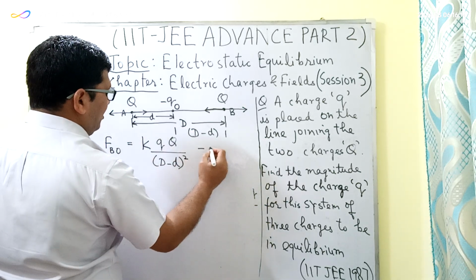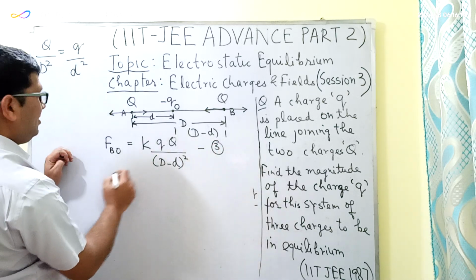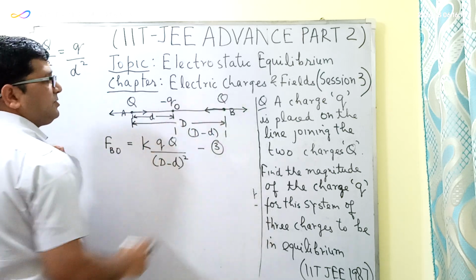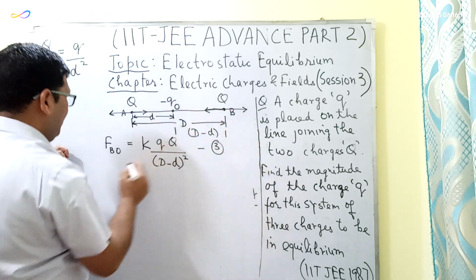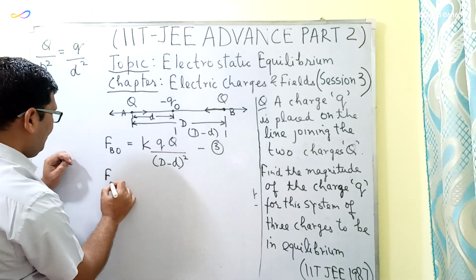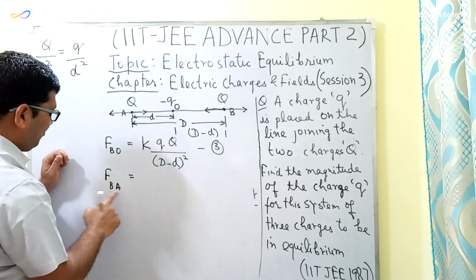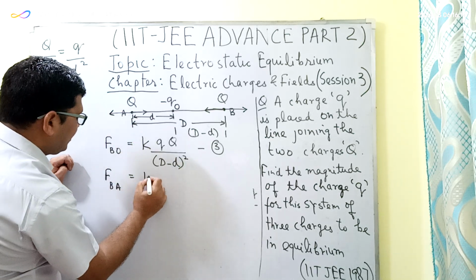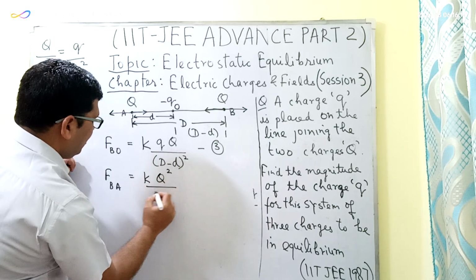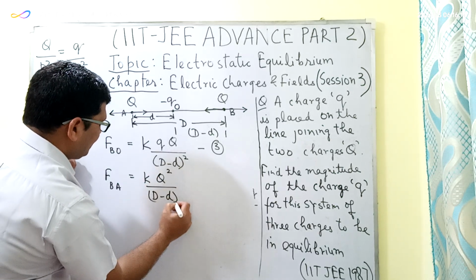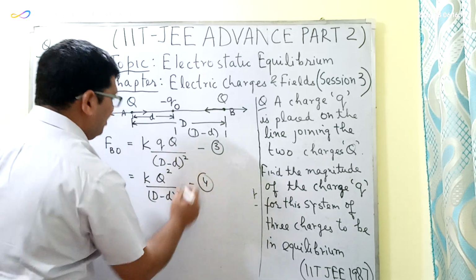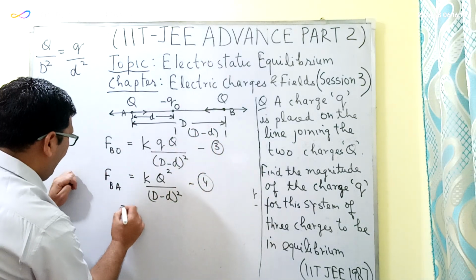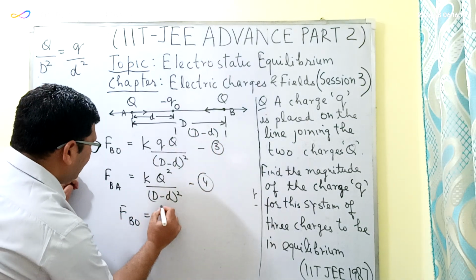So this is the third equation, and the electrostatic force because of this charge Q which is placed at A on this charge Q which is placed at B, I am just denoting this as F_BA, that is the force on this charge placed at B due to the charge placed at A, which is equal to K Q square upon (D minus d) whole square. Let us say this is equation number 4. And for this system of 3 charges to be in a state of equilibrium, this F_BO should be equal to F_BA.